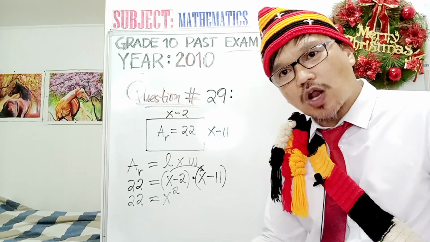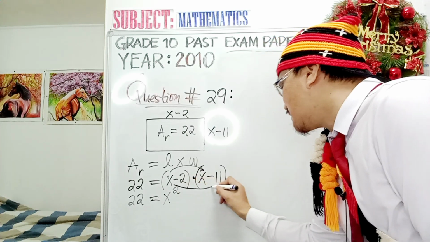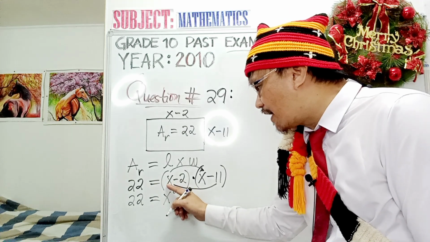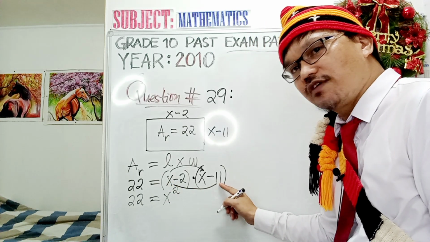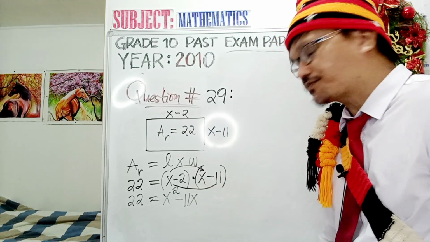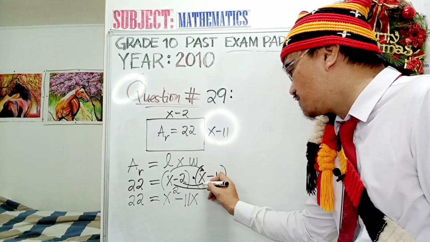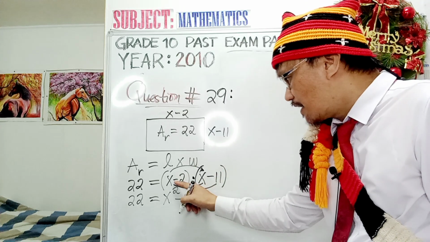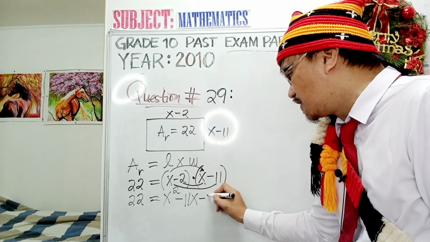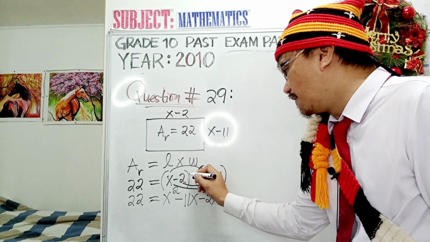And that's because of the law of indices. And then we have x times negative 11. When you multiply positive x times negative 11, the correct answer is negative 11x. What's next? Negative 2 times positive x. Negative 2 times positive x is equal to negative 2x.